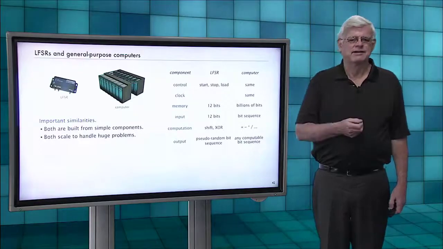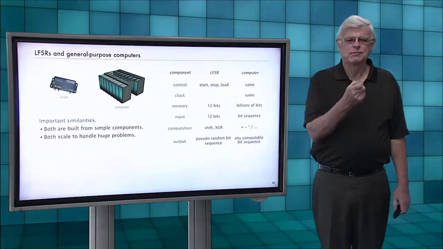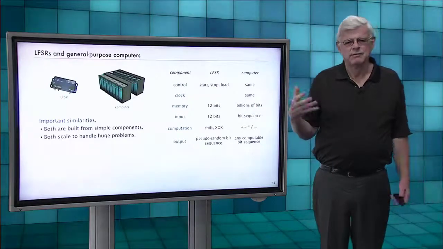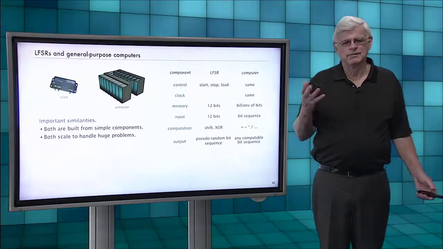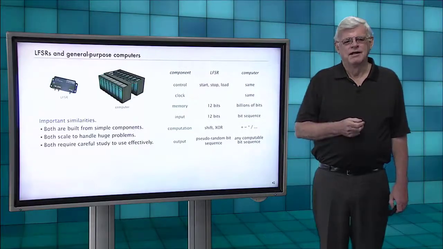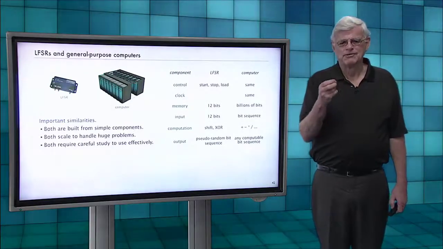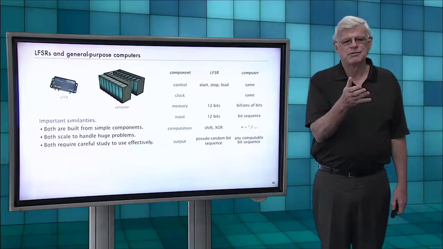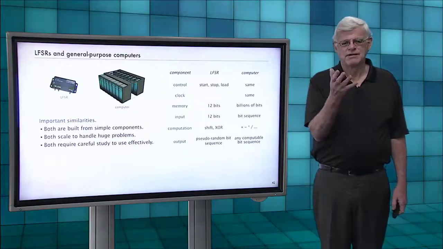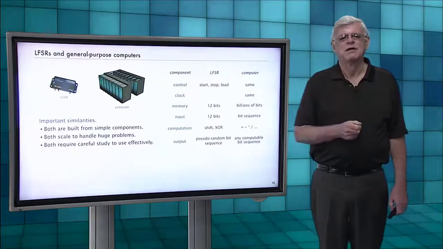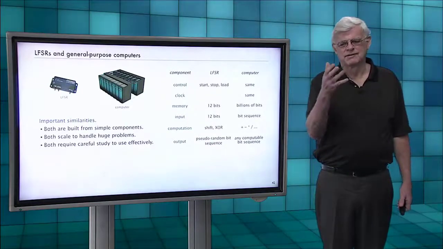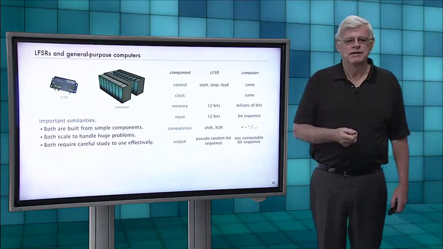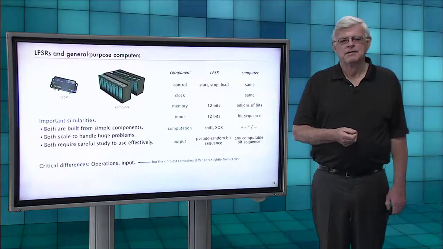So they scale to handle huge problems, both of them. Even the simple LFSR can handle a problem of sending a movie or billions and billions of bits. And they both require careful study to use effectively. You can't just pick an arbitrary tap position for an LFSR. You have to have some kind of understanding to know what tap position to pick. And of course, for computers, you have to have some understanding of what to do in order to get it to compute what you want.